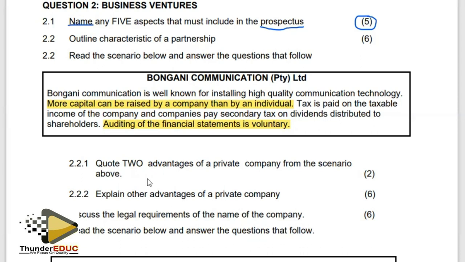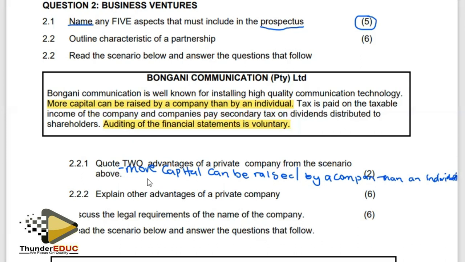The quoting, our quote here, saying more capital can be raised by a company than an individual. Write a full sentence. Don't write a few words or a few of the things you want. You have to write a full line of it.